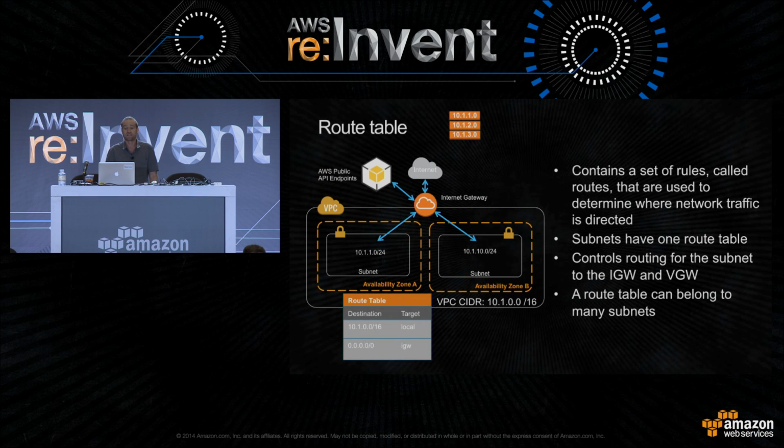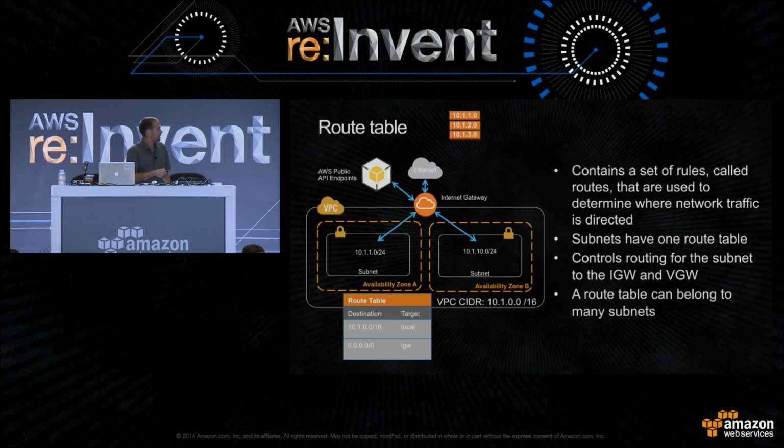A route table is a set of rules, or routes, that are used to determine where to send network traffic based upon IP prefix. Each subnet in a VPC must be associated with at least one route table. The route table contains rules for what gateways you can go out to, and you can apply this route table to many subnets as well.